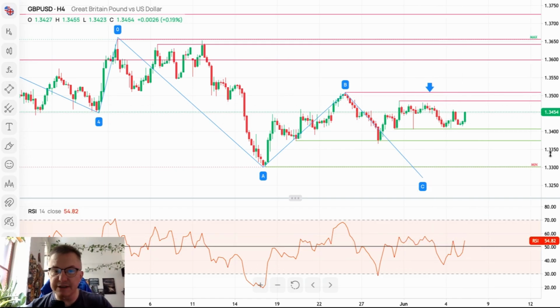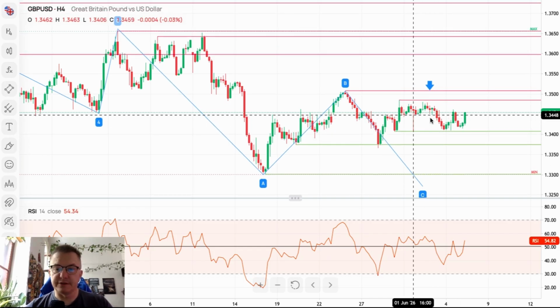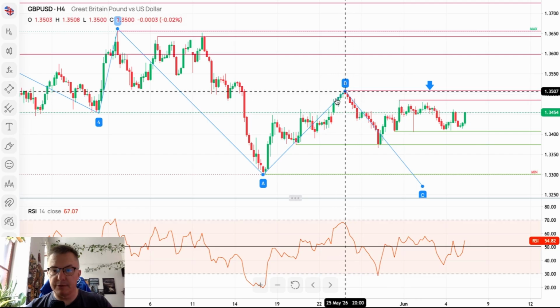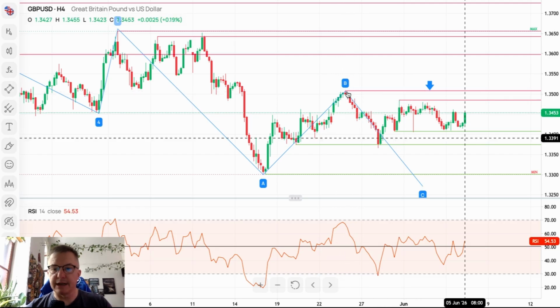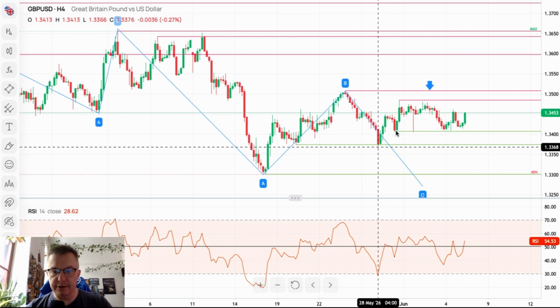No major volatility change here on the British pound, so we are still waiting for some kind of a breakout up above 1.3485, 1.3499, or below 1.3408, or eventually 1.3366.